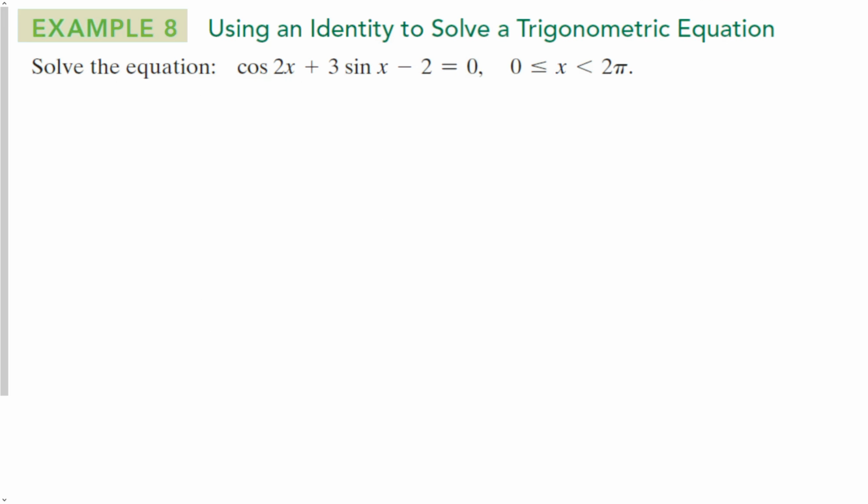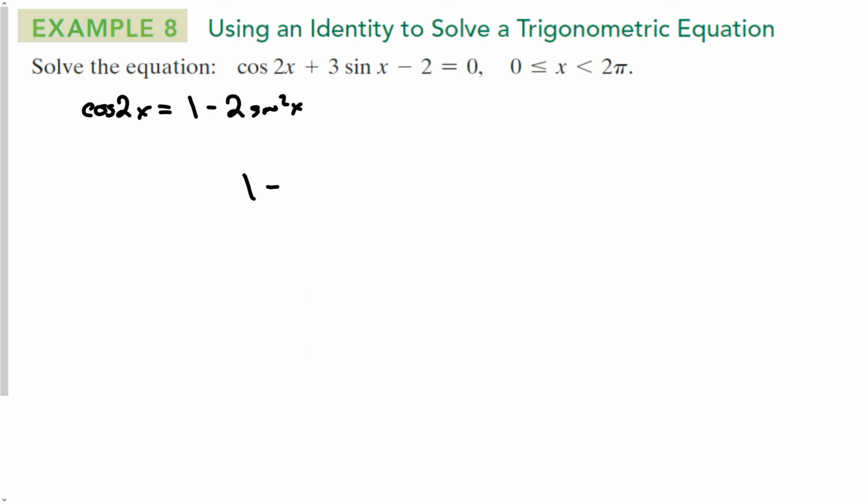Okay. For this one, we are going to use a different identity. So notice that this sine has just an x. This sine has a double angle. Okay, so this is one of the double angle identities. And we need to change it so they both have the same angle. And the identity that we're going to use is that the cosine of 2x is equal to 1 minus 2 sine squared x. Okay? So I can just substitute now.